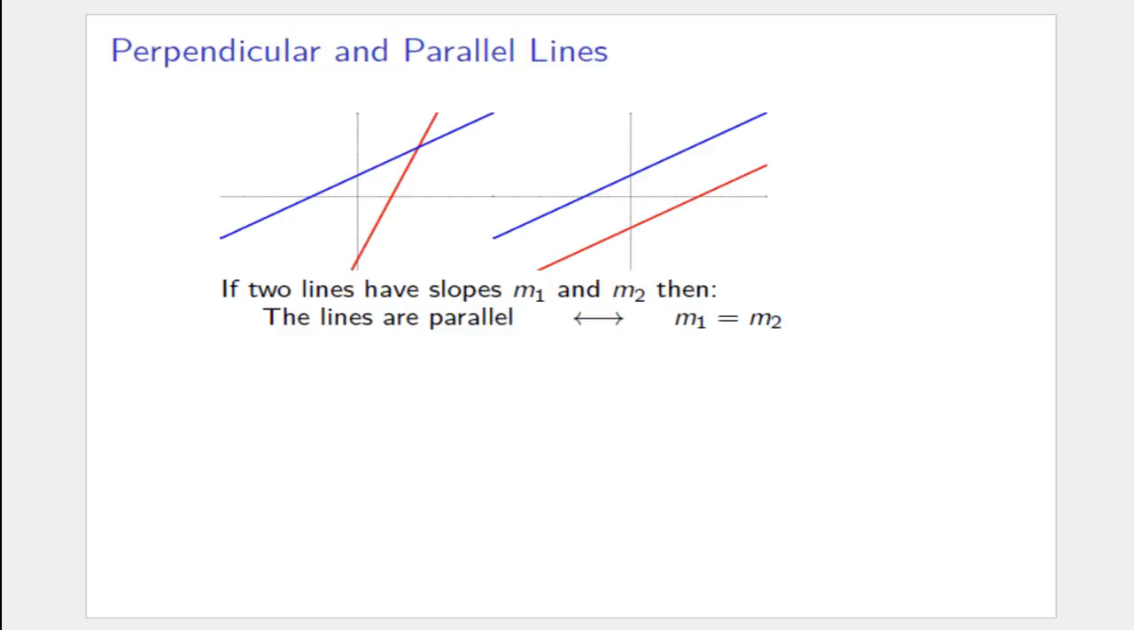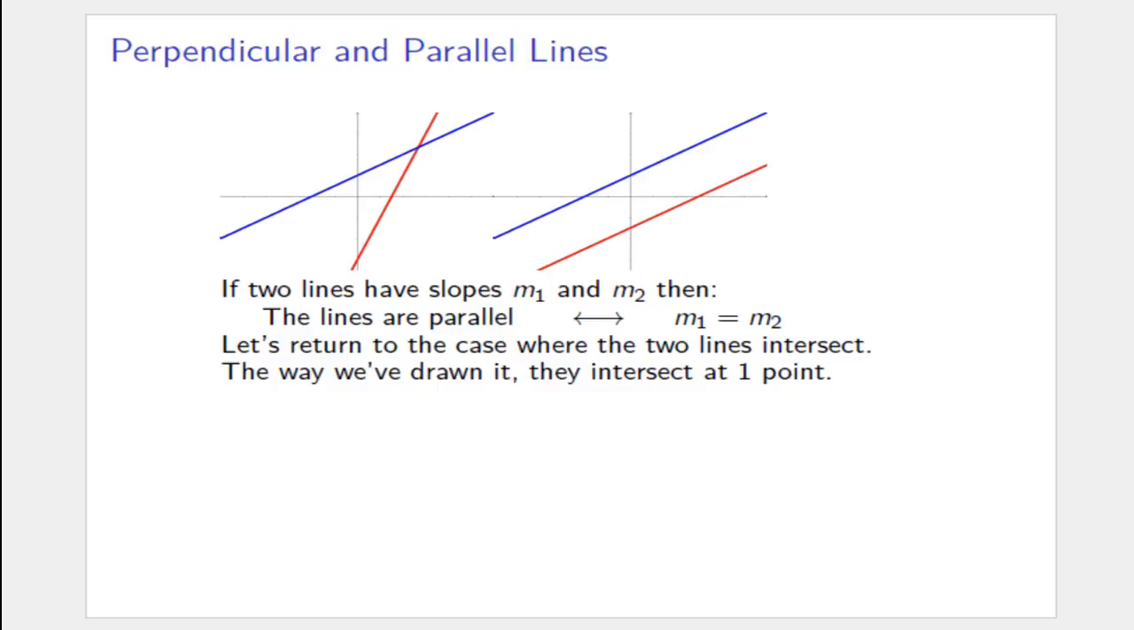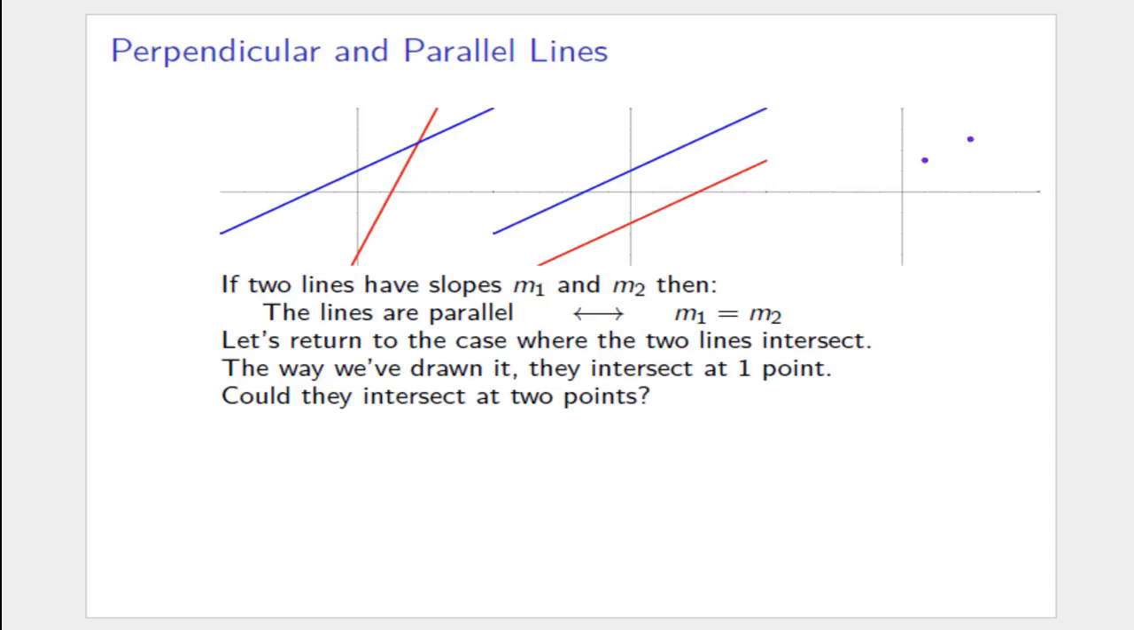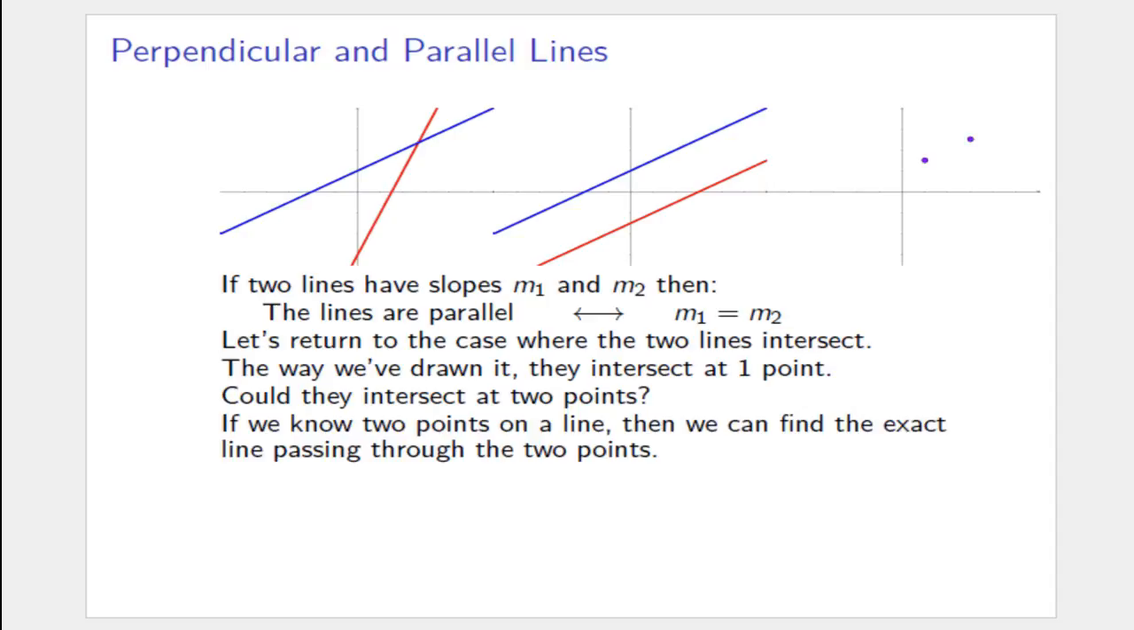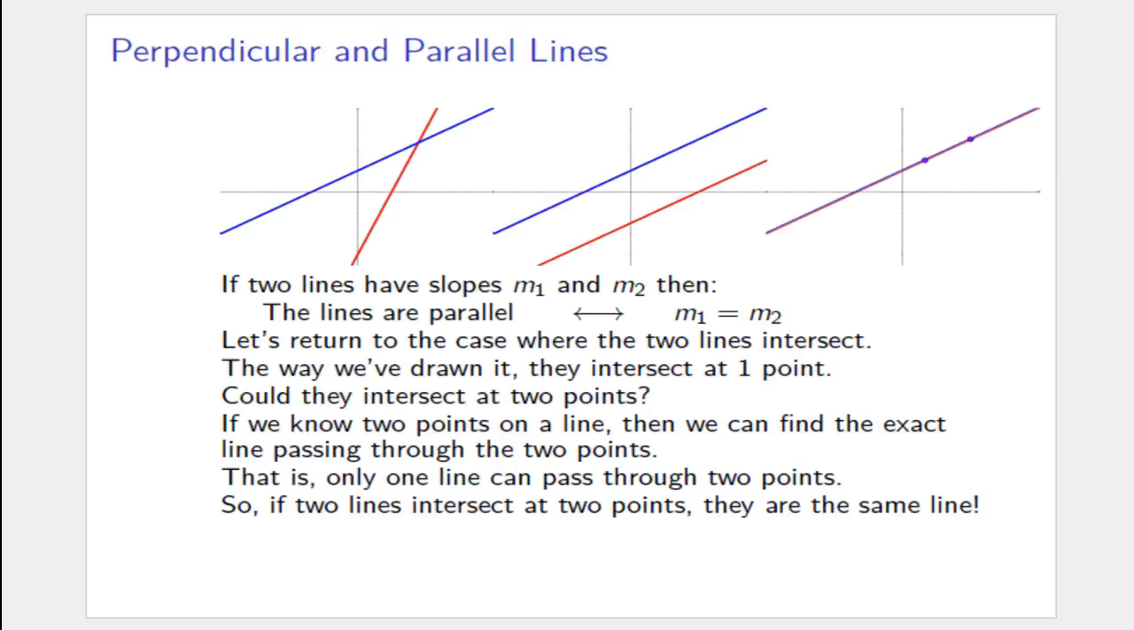Now that we have looked at the case of when two lines don't intersect, let's return to the case where two lines do intersect. The way we've drawn it, they intersect at one point. But could they intersect at 2 points? If we know 2 points on a line, then we can find the exact line passing through those 2 points. That is, only one line can pass through 2 points. So if two lines intersect at 2 points, they must be the same line.